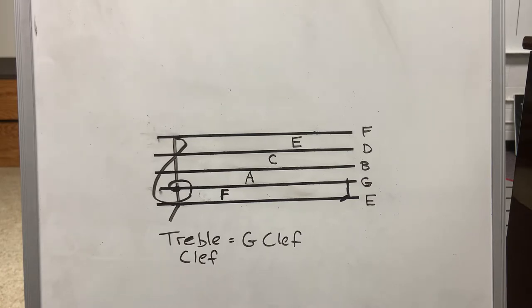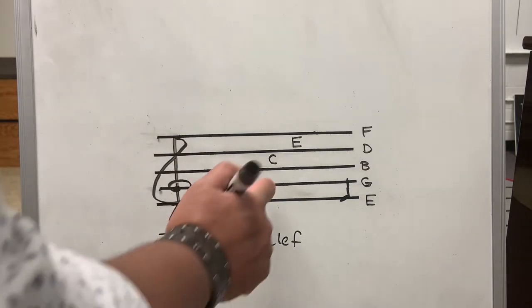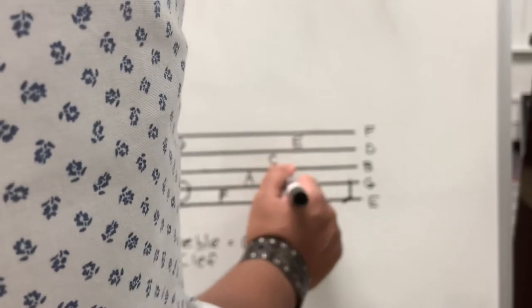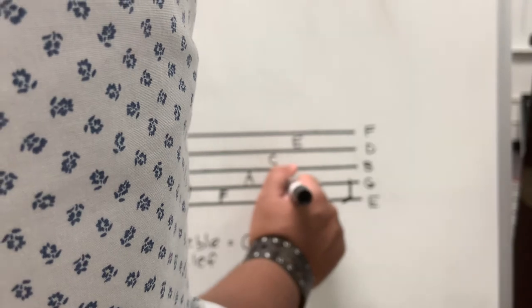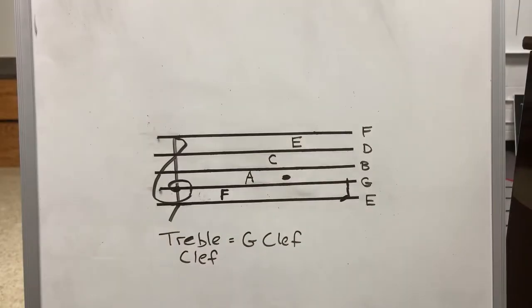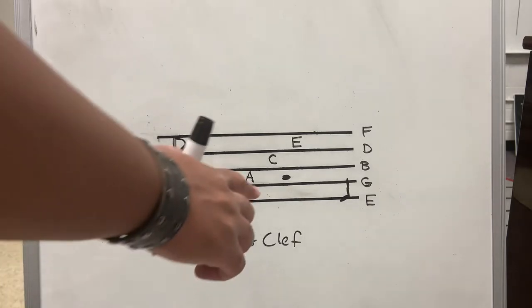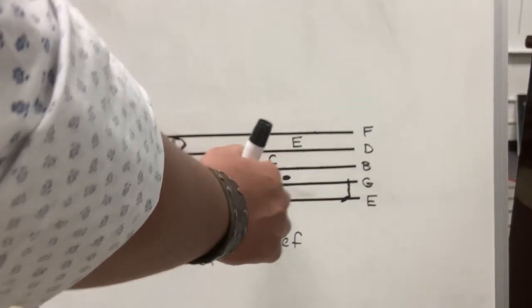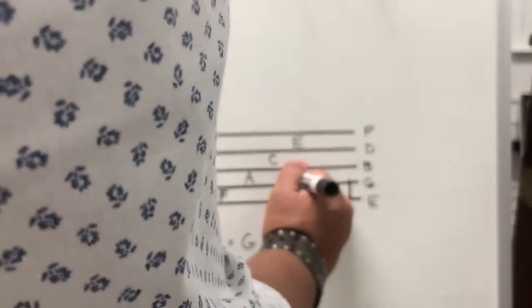So it's an E. Now, if I were to draw a note on the space, let's say this A here, I'm going to make sure, as cleanly as possible, that I draw my note head right in that space. Okay? It's not touching the line at all. And when someone reads that, they can see clearly that note is clearly on the A space. So I know that's going to be an A.